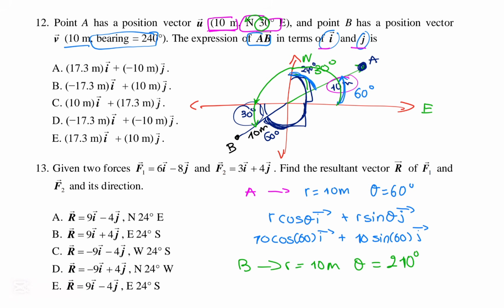Okay. So again, I need to apply r cosine theta i plus r sine theta j. So it's going to be 10 cosine 210 i plus 10 sine 210 j. Anyways, now what can I do? I can add them together. So it's going to be 10 cosine 60. So I add i with i. So 10 cosine 60 plus 10 cosine 210.